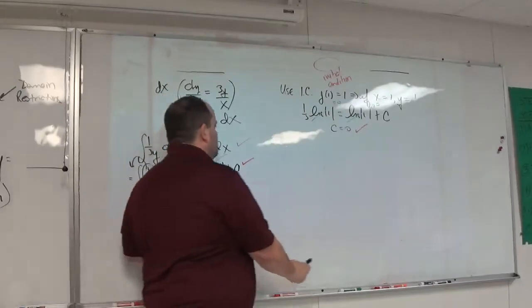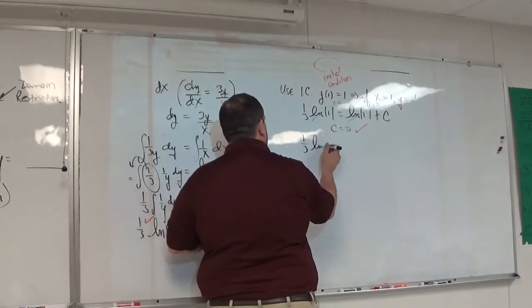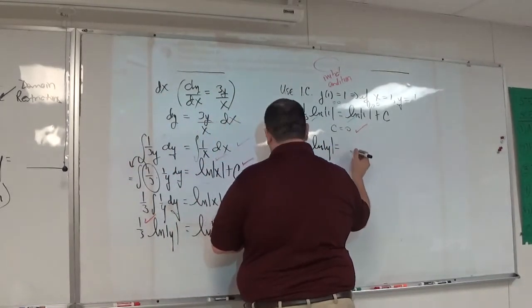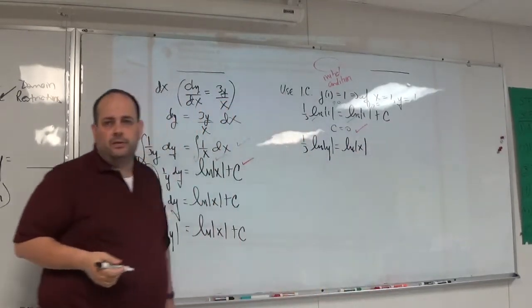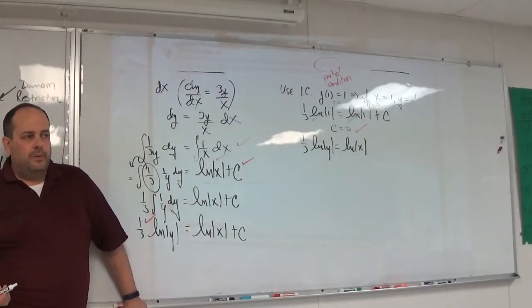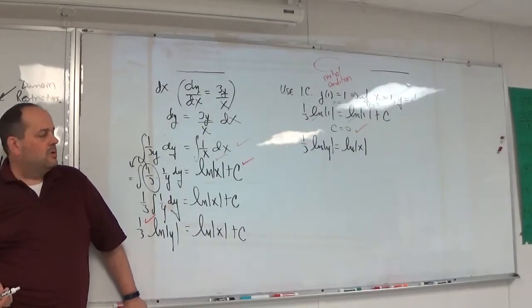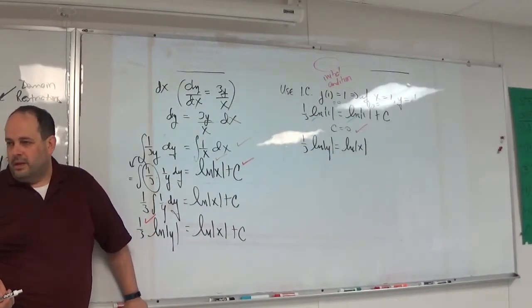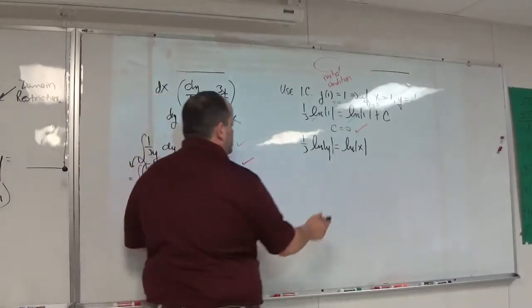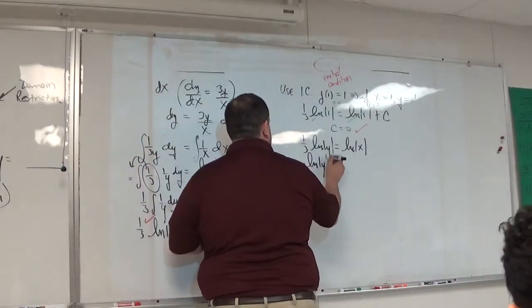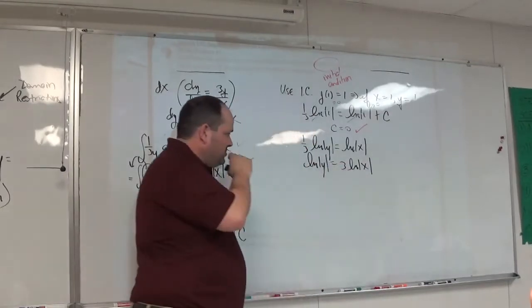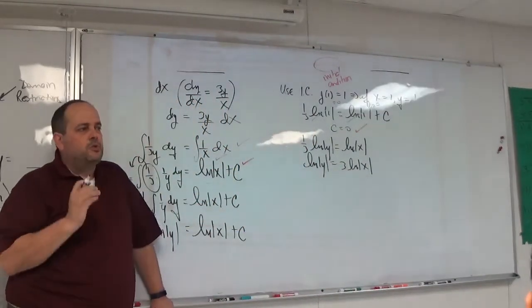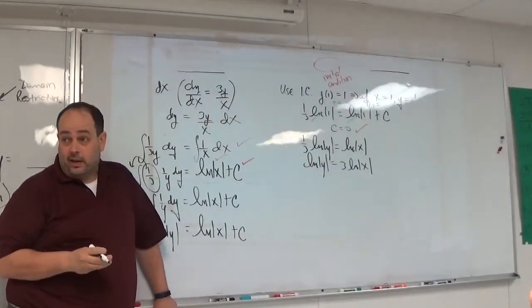Oh my God, we're almost there. 1/3 natural log of the absolute value of y equals the natural log of the absolute value of x. You're so almost there. You're going to multiply both sides by 3, so we get natural log of the absolute value of y is 3 times natural log absolute value of x. You still haven't solved for y.